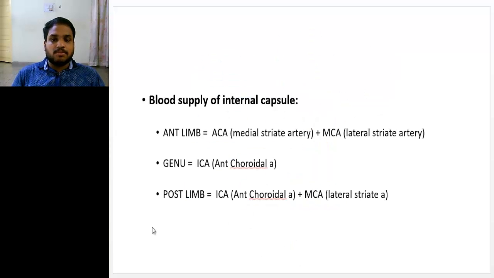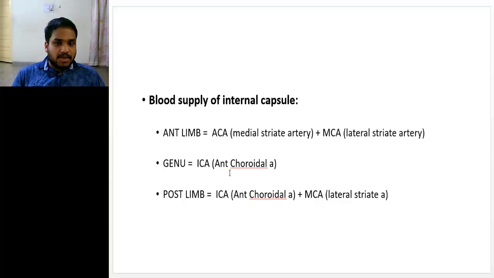Now let us see the blood supply of the internal capsule, right? So blood supply, the anterior limb is supplied by the medial striate artery of the anterior cerebral artery. This artery is also called the recurrent artery of Hübner, or Hübner's artery, right? Along with the middle cerebral artery, the lenticulostriate branches are there that supply the anterior limb.